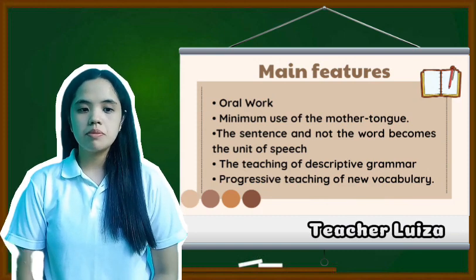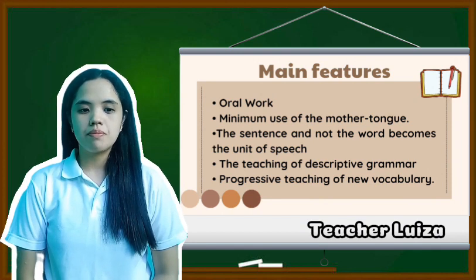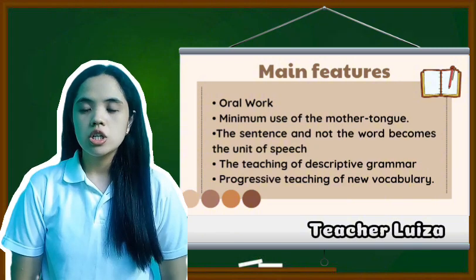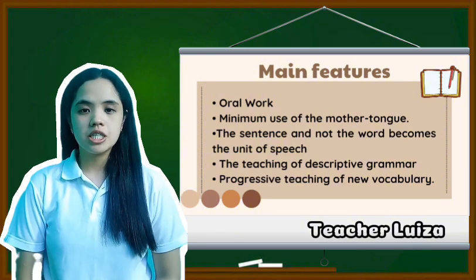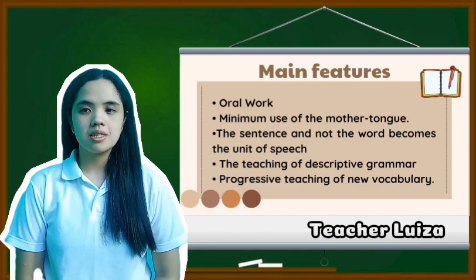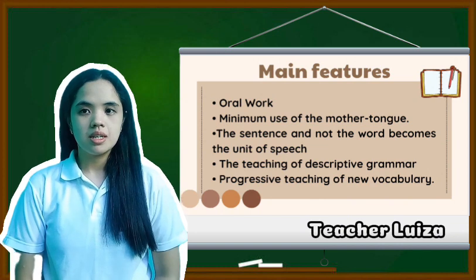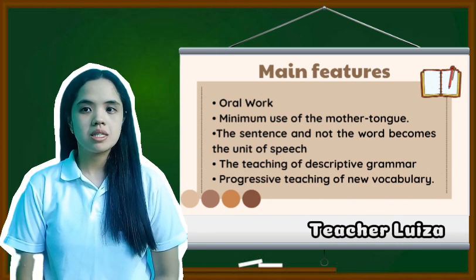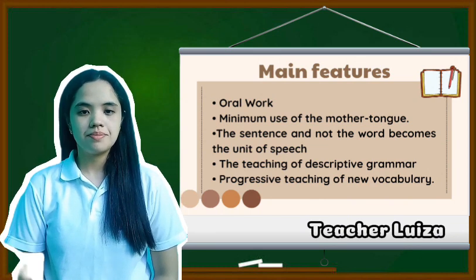Second, minimum use of the mother tongue. Make as little use of the mother tongue as possible. The sound of the mother tongue should not interfere with English sounds. This will ensure the direct link between experience and expression, between words and meaning. Use the mother tongue only when it's most essential to use.